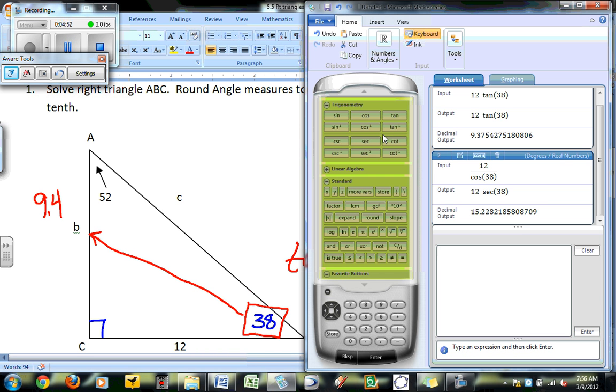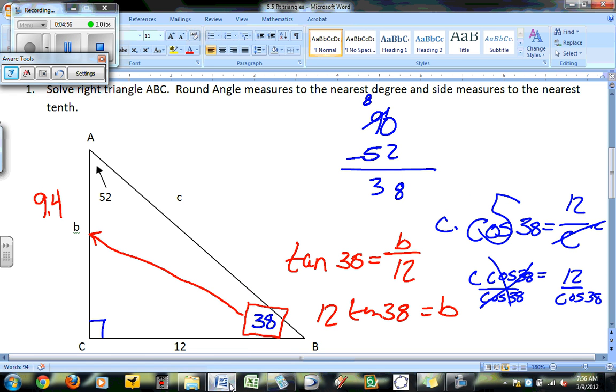And my hypotenuse is 15.2. So C is 15.2. Okay, so that's all there is to solving a right triangle. Make sure you find each angle and each side length. And remember the butterfly effect: try not to use a rounded angle or a rounded side length if at all possible.